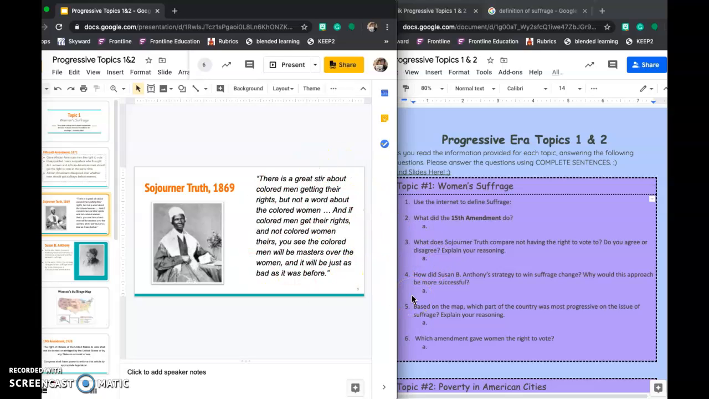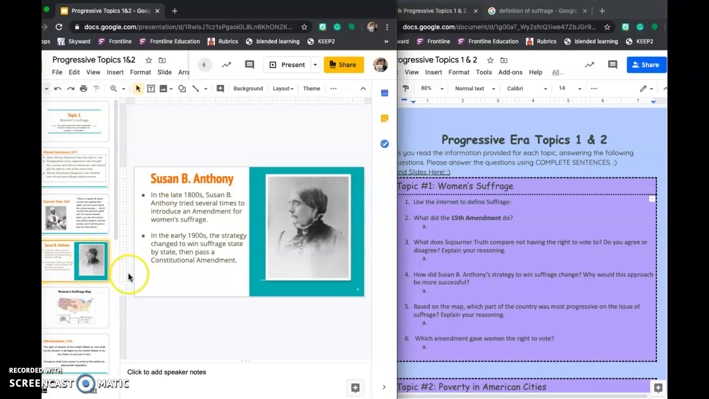Number 4, how did Susan B. Anthony's strategy to win suffrage change? Why would this approach be more successful? Well, if you click over here on slide 4, Susan B. Anthony, in the late 1800s, tried several times to introduce an amendment for women's suffrage, or for women's right to vote. In the early 1900s, the strategy changed to win suffrage state by state, then pass a constitutional amendment. So, her first thing was just trying to get an amendment introduced to the Constitution so that women would then have the right to vote.